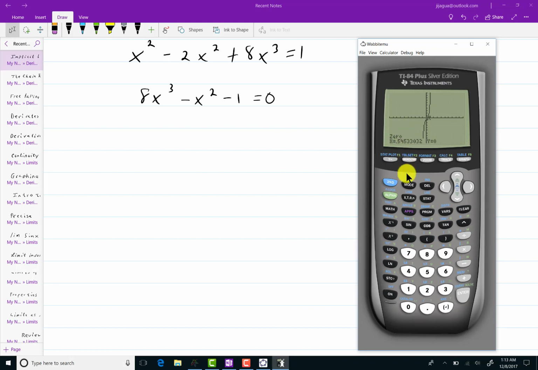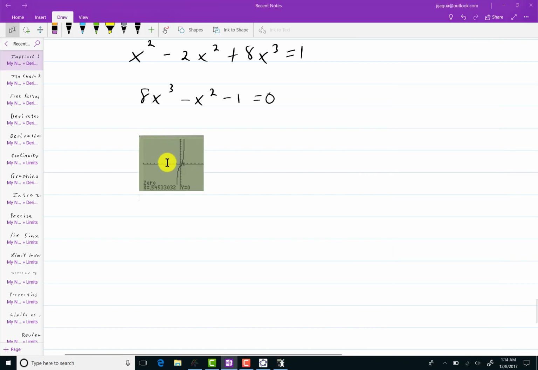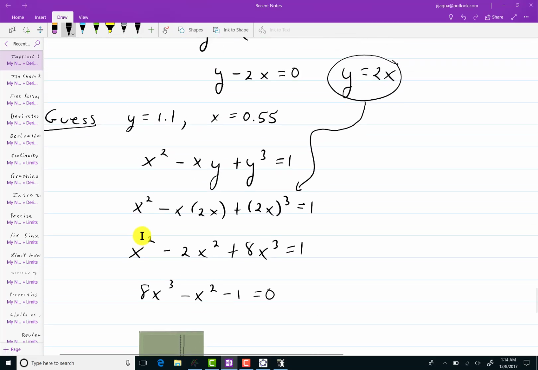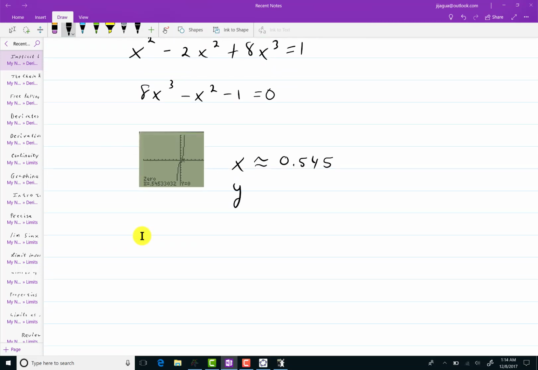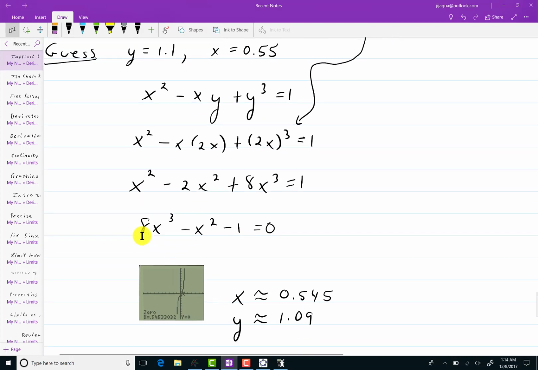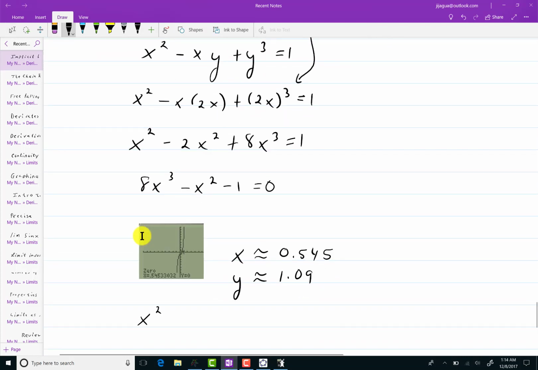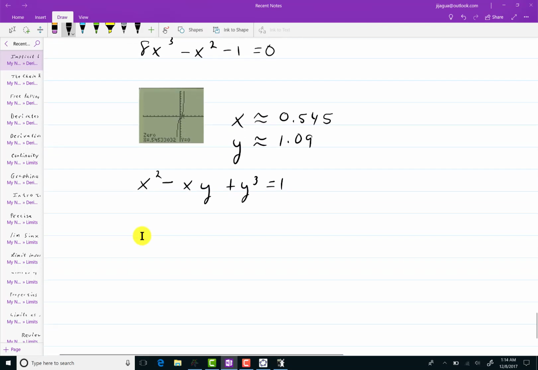Alright, so let me see, my x is approximately 0.545. Now, one of the things that I had to have is y equals 2x. So y is going to be approximately 1.09. And let's see how they actually fit into the original equation, which was x squared minus xy plus y cubed equals 1. I just want to see how good of an estimation that I have.